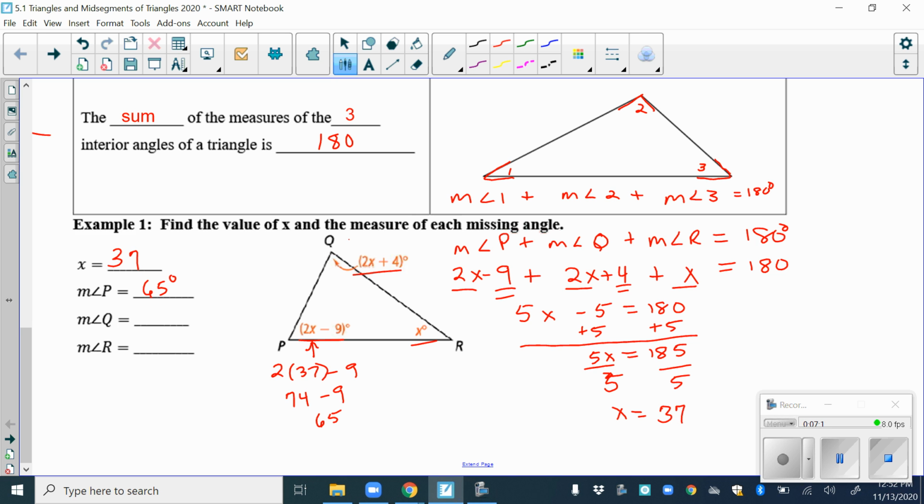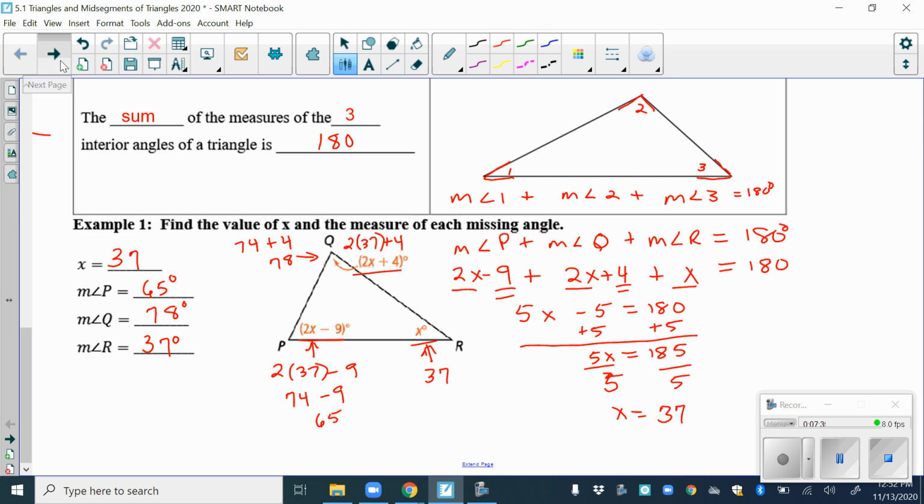Measure of angle Q is 2 times 37 plus 4. Well, we already said 2 times 37 was 74. Add 4 to it, I get 78 for angle Q. And then angle R is just plain old x. So it's 37 degrees. You can double check your answer by adding those three amounts together and see if it adds up to 180.